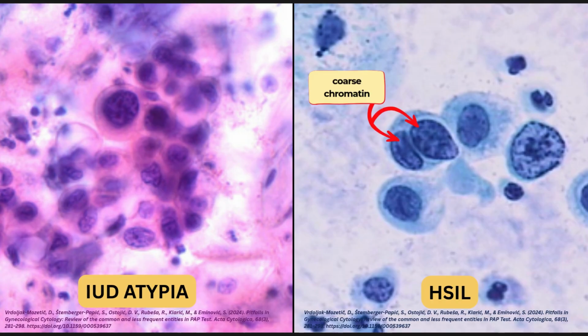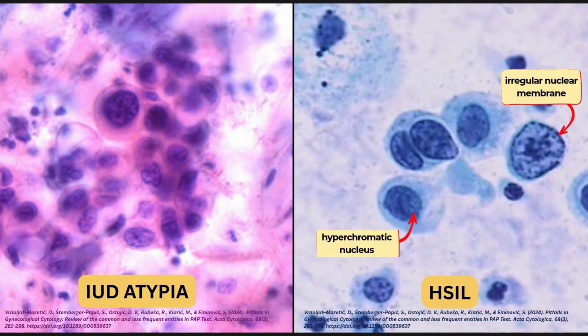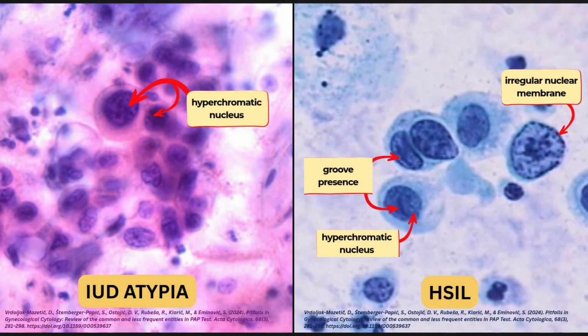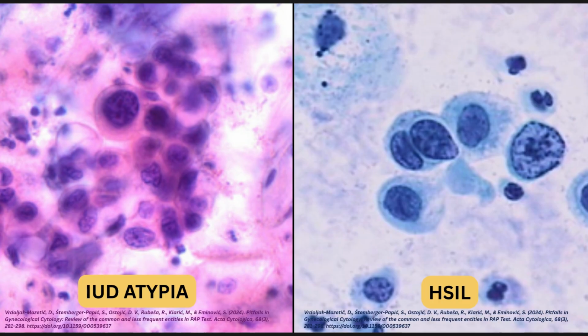The chromatin in high SIL is usually coarse and irregular, and IUD-related atypia can show coarse chromatin as well, making it tricky to distinguish. Nuclei in high SIL are often hyperchromatic and have irregular borders, sometimes with visible nuclear grooves. Similarly, IUD-related atypia may also show hyperchromatic nuclei, though grooves may be less prominent. However, the key distinguishing feature is the presence of cytoplasmic vacuolization, which is common in IUD-related changes but not seen in high SIL. This vacuolization suggests a benign, reactive process caused by irritation from the device, rather than a true high-grade lesion.